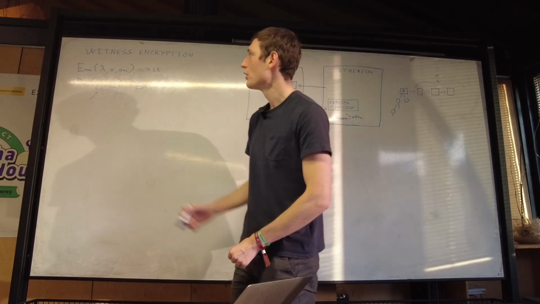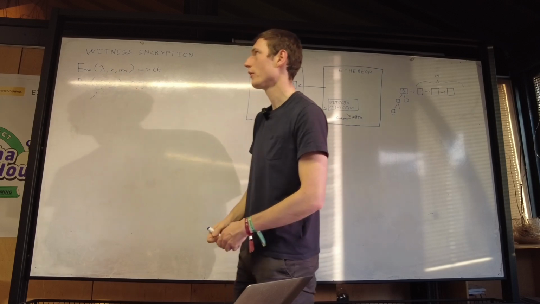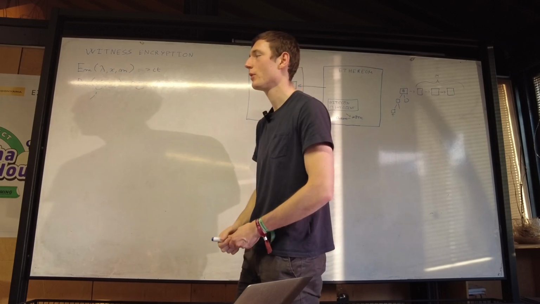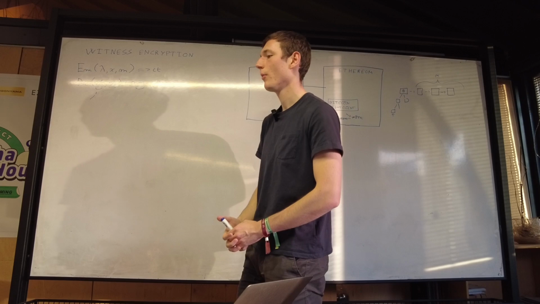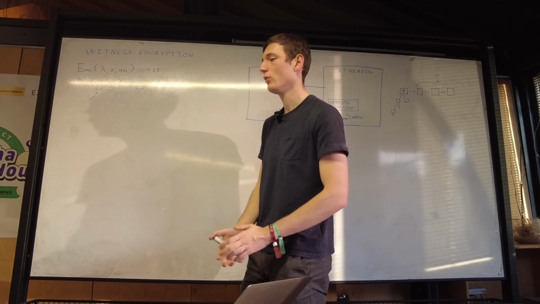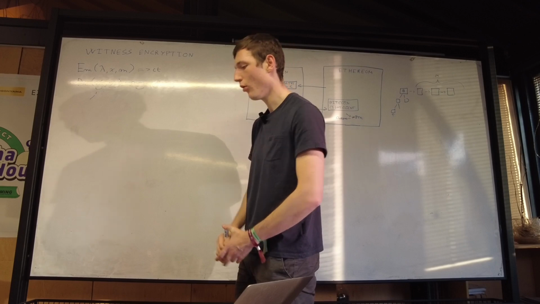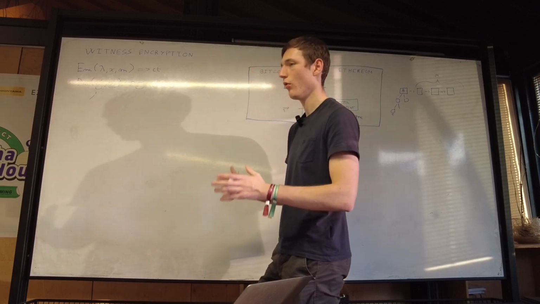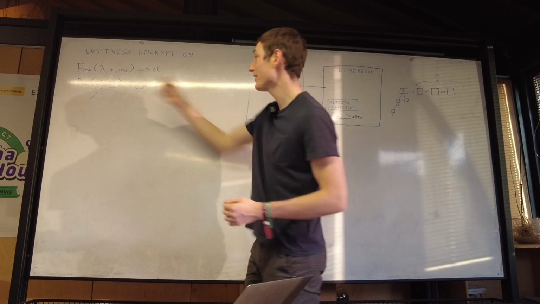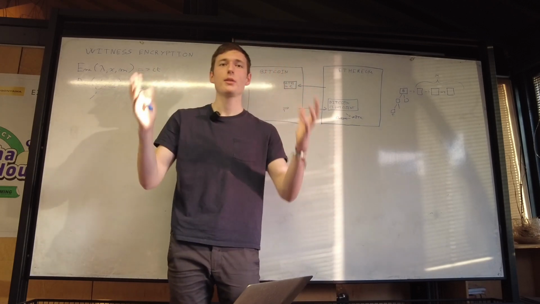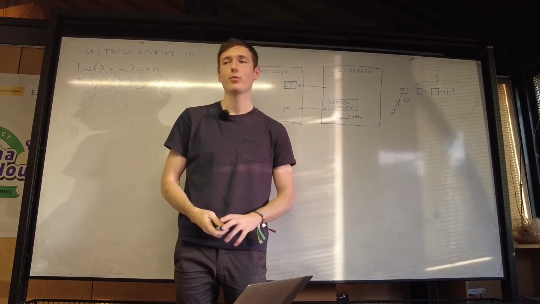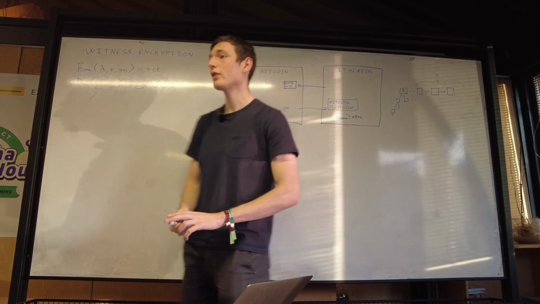What about X there? So X is the instance. Most of the time we don't call it X in ZK, we call it I. But here in witness encryption, it's called X. It's basically the whole circuit that you're trying to validate. In this case, it will be a crazy big circuit that implements the Ethereum consensus. So that's the problem basically.